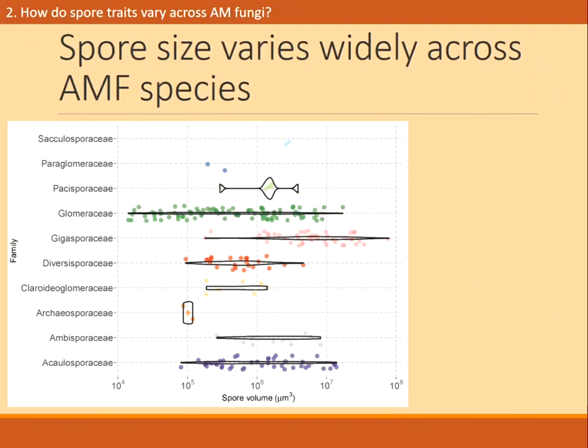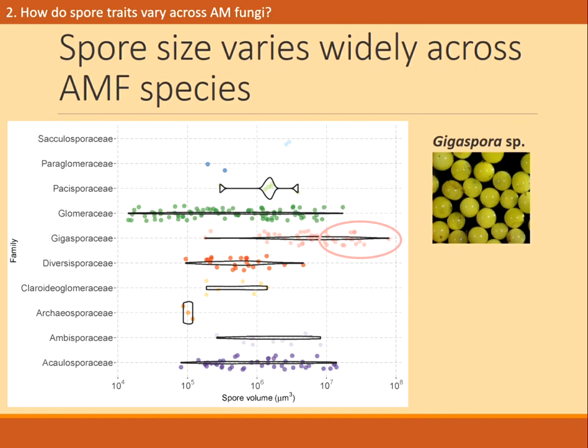So what do we see? How do spore traits vary across AM fungal species? So first, size varies quite a lot. So size varies by 4 orders of magnitude. And you can see we have spore volume split out by the 10 Glomeromycotina families. And indeed, there are some species that make very large spores, but then some species that make small spores. The Glomeraceae has a huge amount of size variation across it just in a single family. Other families like Archaeosporaceae have a very small amount of variation.